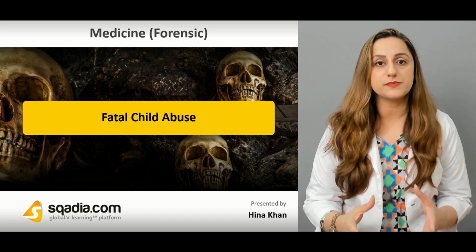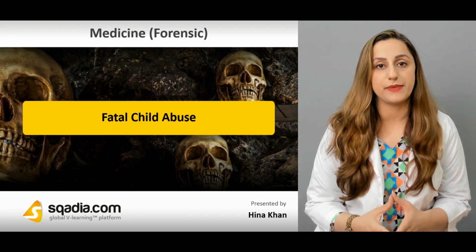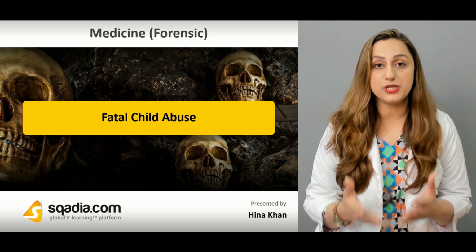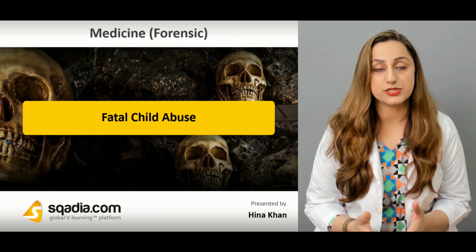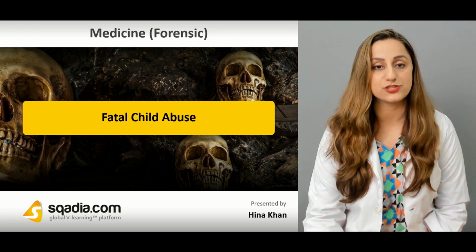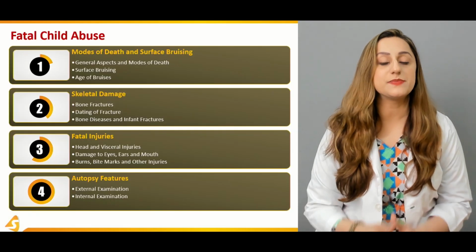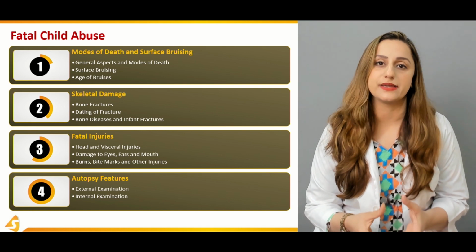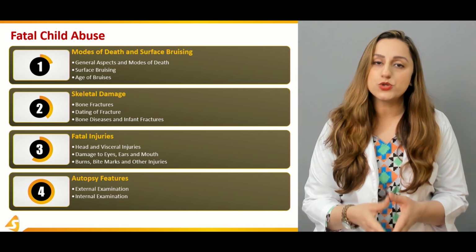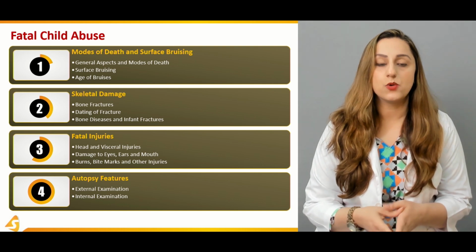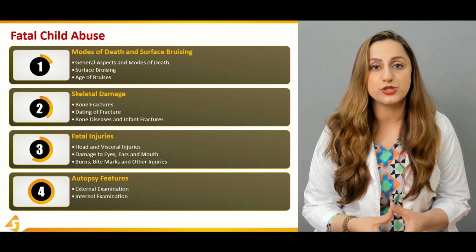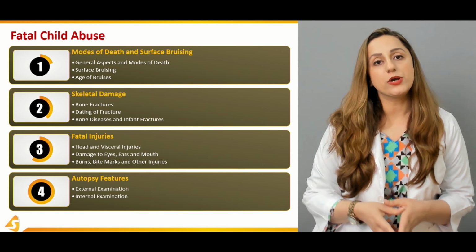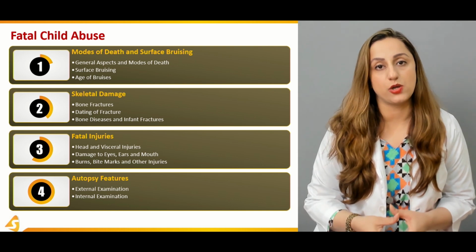So this is the definition of the children that we are talking about, and they can be subjected to fatal abuse. That is an abuse that can lead to the death of the individual. That is what we'll be discussing in this lecture. The first section comprises the modes of death and the surface bruising. The general aspects and the modes of death, and the underlying causes of death in fatal child abuse, will all be described. Moreover, we'll be discussing the surface bruising along with it.